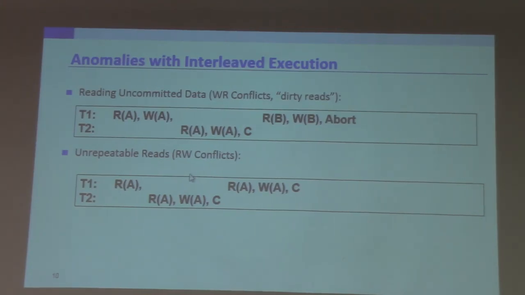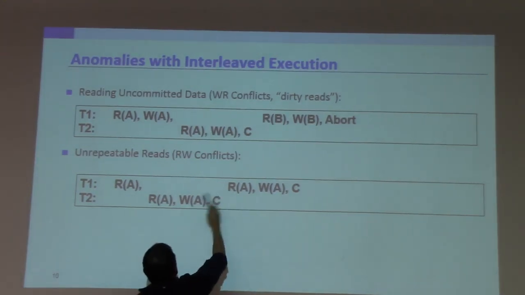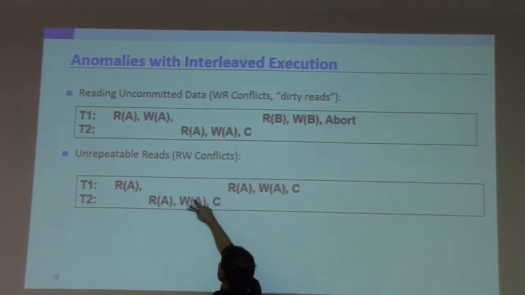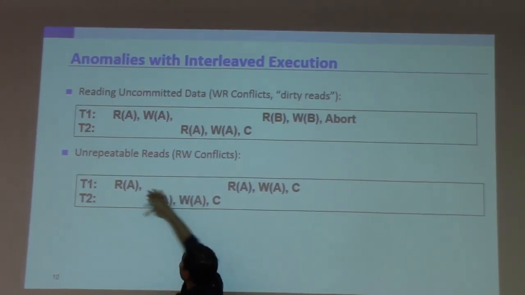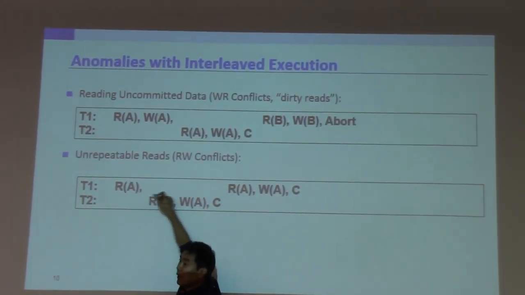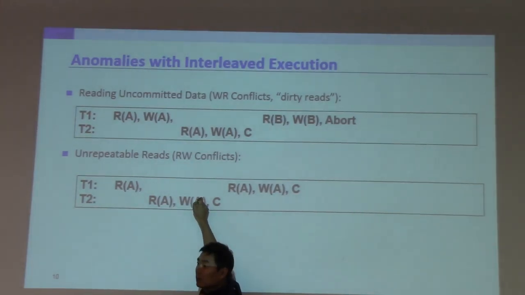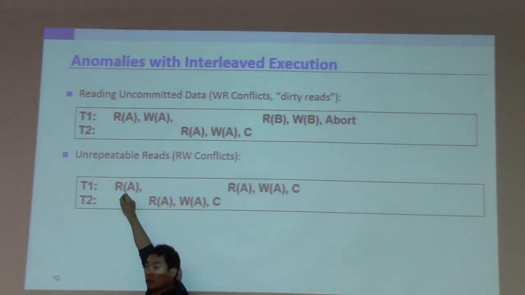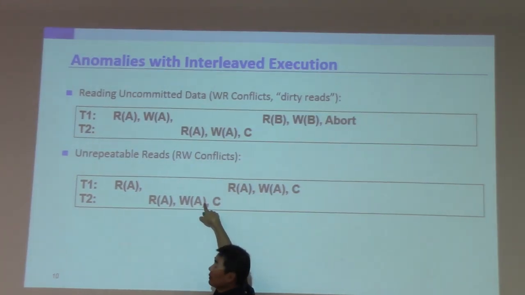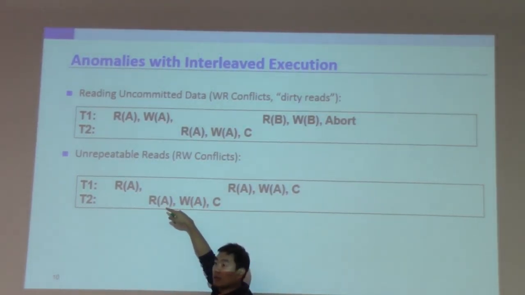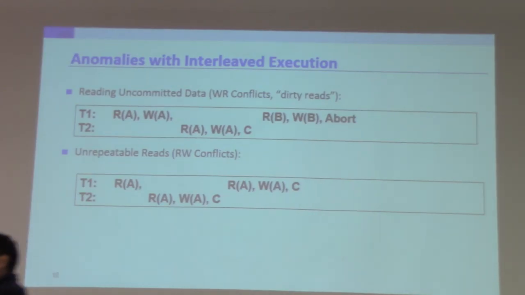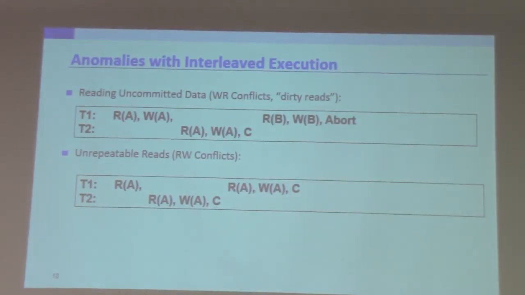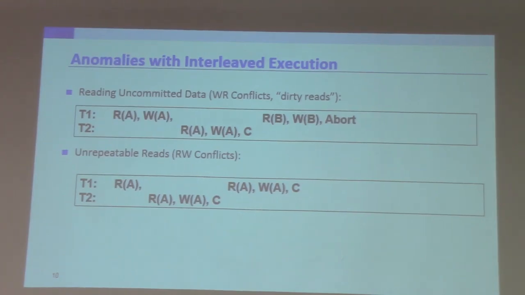What's wrong with RW conflict? This is the RW conflict. You read the value A, somebody then writes the value A. So one transaction reads an object A, then another transaction comes back and writes the value of the object. What's the potential challenge for that? Well, keep in mind we are in serializable isolation now, right? We are not in repeatable read isolation.